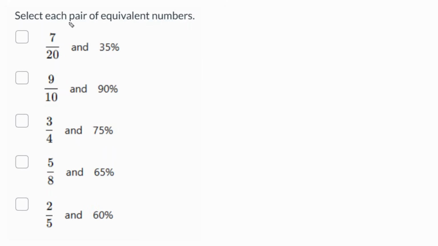We've got to determine which pairs are equivalent to each other. For example, is 7 out of 20 equal to 35%? Is 9 tenths equal to 90%? And so on. All right, let's just go right in a row here. Let's take a look at 7 out of 20.